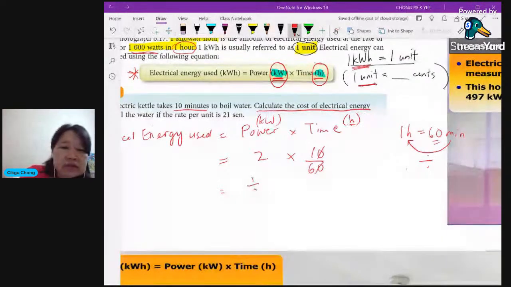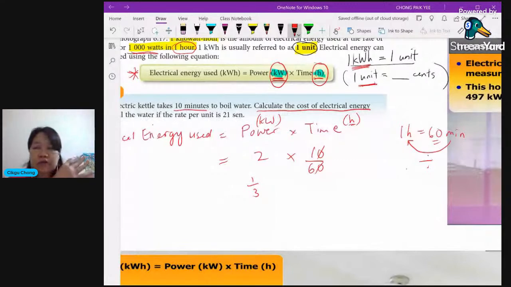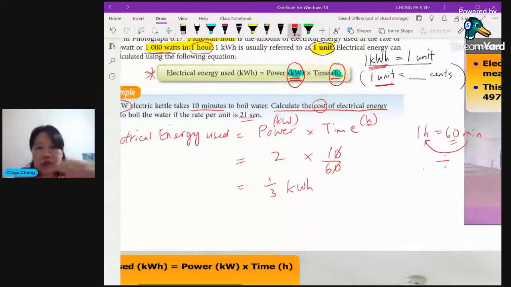Now, I don't suggest you put it into decimal yet because your answer is not yet finished. You still need to calculate the cost. That means calculate in terms of how many cents. So if it's not the final answer, don't put decimal first, because you will get 3.333333333, isn't it? It's not accurate. So leave it in fraction first, right? This is in terms of kWh. Your unit is already kWh because you already multiplied with hour. So leave it as 1 over 3 because it's not a final answer.